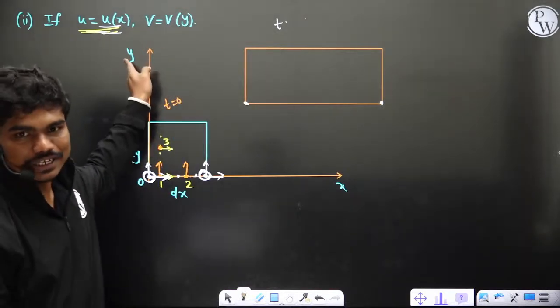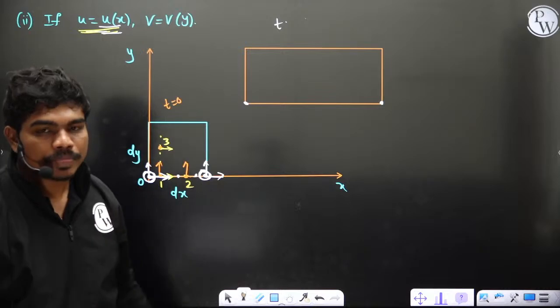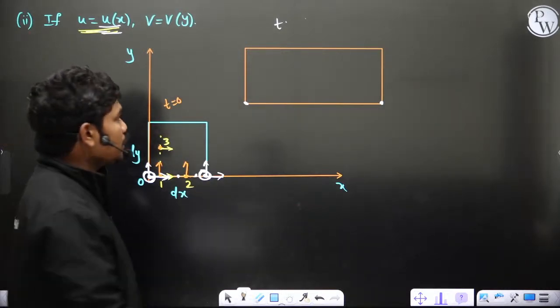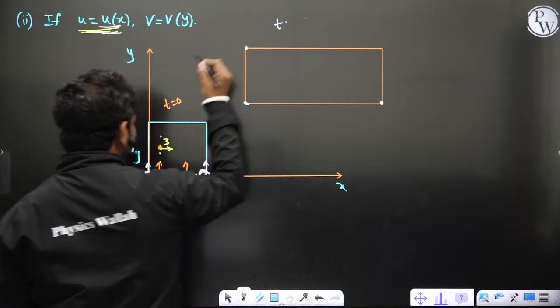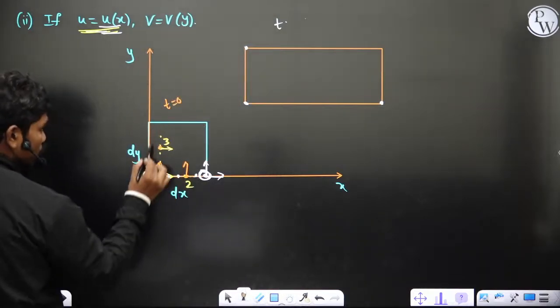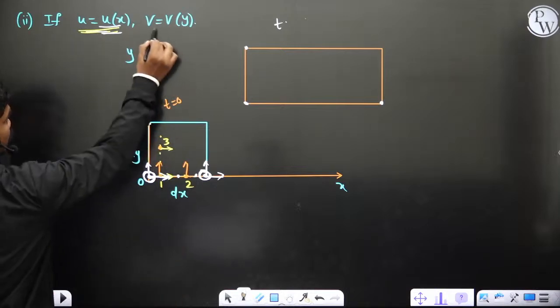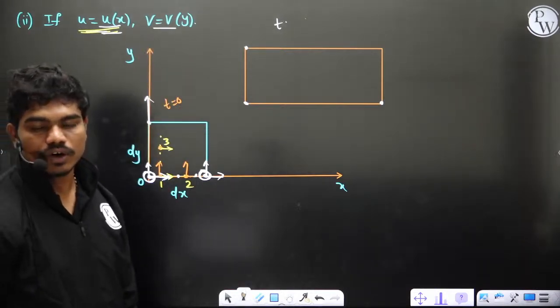Okay. If this is a negative function, the element will get compressed. But is this clear? Did you all understand this? Yes. Now, similarly here in the y direction also it gets stretched, because this particle moves slow in the y direction as compared to this particle. This particle actually moves fast because v is given by only a function of y.